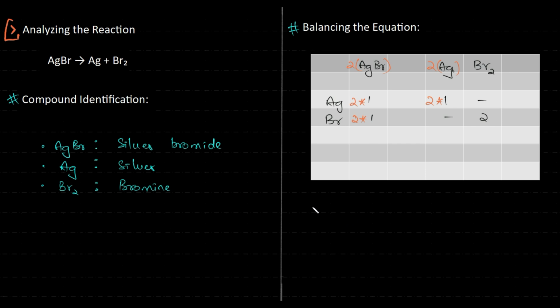Now, end of it, you have AgBr in presence of sunlight gives us silver and bromine. So this is supposed to be a gas. This is a solid, and this too is a solid.